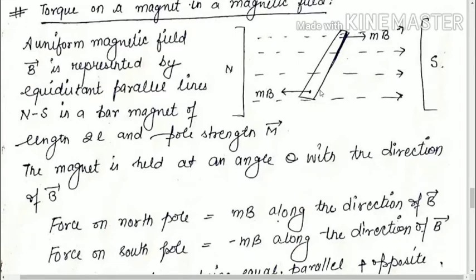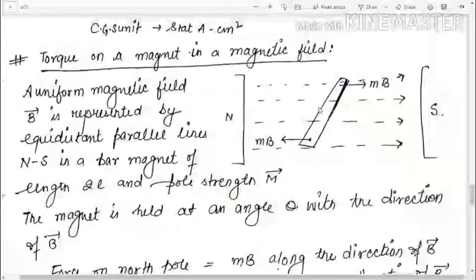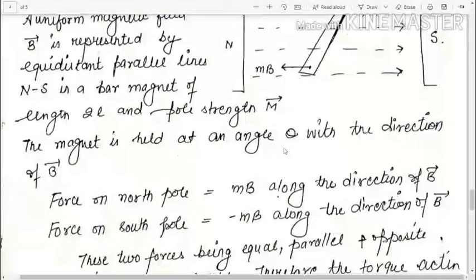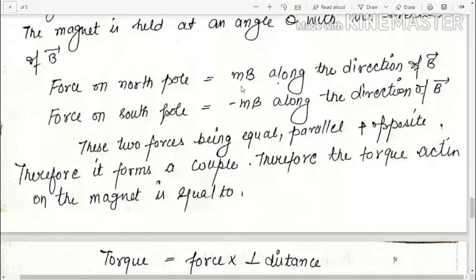So let us place it at an angle theta, tilted with respect to B. Let it be placed at an angle theta with the direction of B. The force on the north pole is MB along B. On the south pole, as it is in the opposite direction, there is a negative sign, that is minus MB along the direction of B vector. These two forces being equal, parallel and opposite, therefore form a couple.